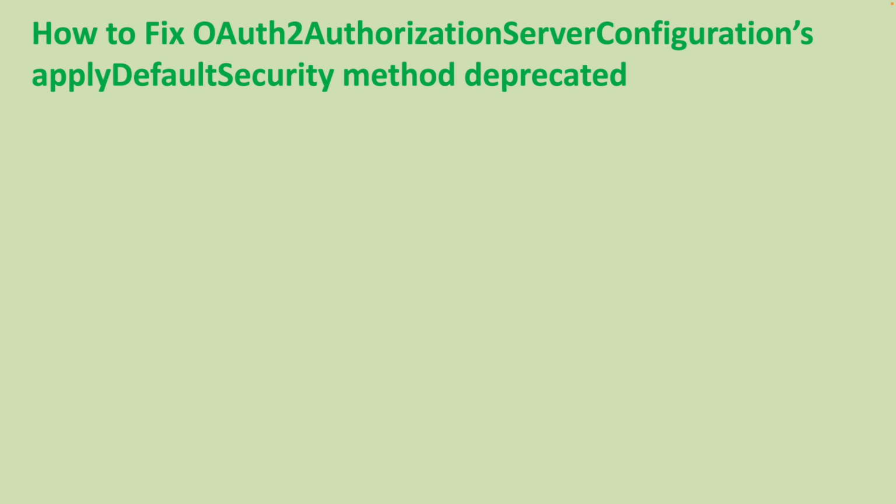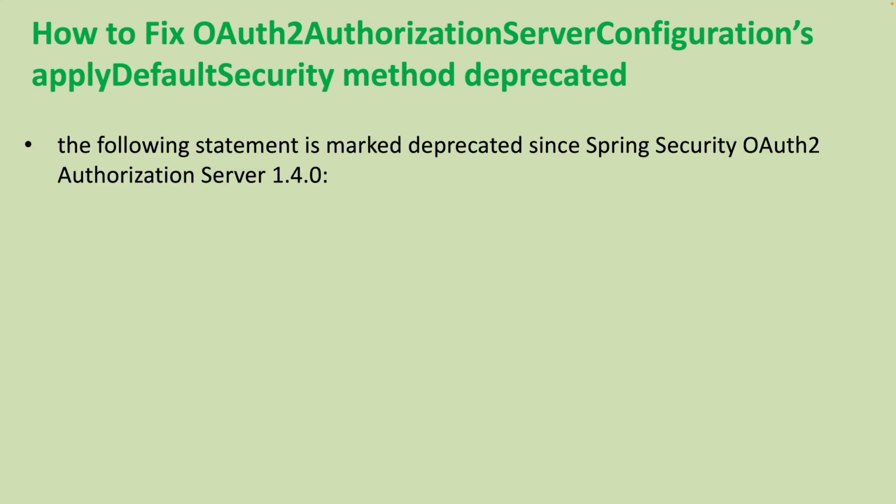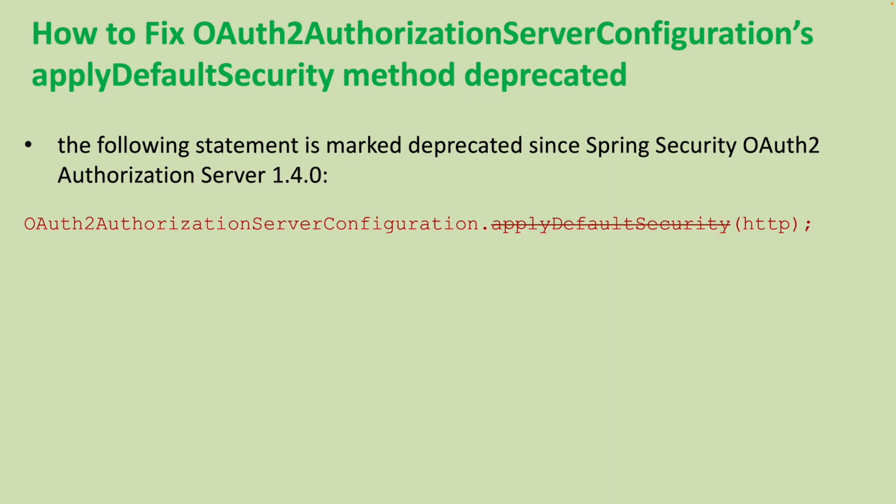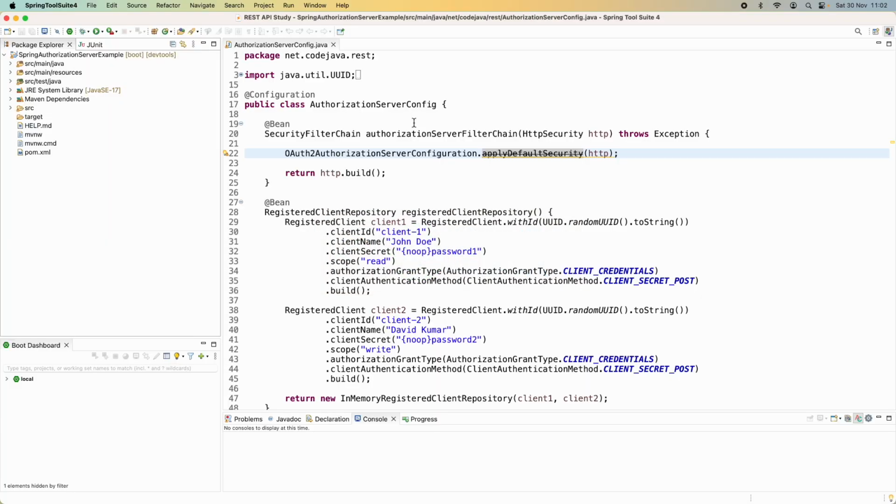In this video, I'd like to show you a solution to fix the warning message when developing Java applications with the Spring Framework and Spring Security. You know the following statement is marked deprecated since Spring Security OAuth2 Authorization Server version 1.4.0. The statement is OAuth2AuthorizationServerConfiguration.applyDefaultSecurity, and the parameter is an HttpSecurity object. Let me show you the code in action here.